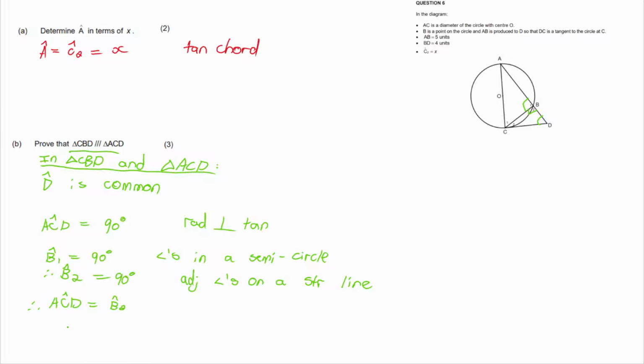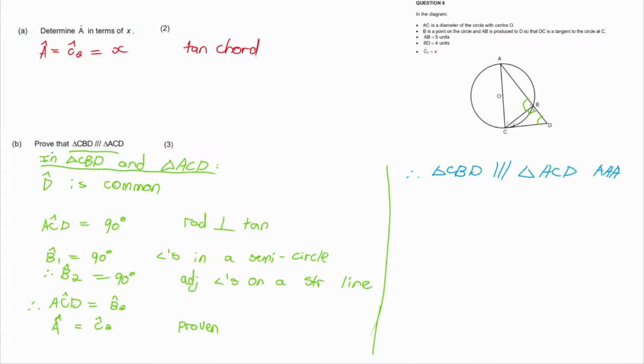We could say interior angles of a triangle, but we do know that angle A is equal to C2, and that's been proven before. So I'm going to keep continuing here on the right. Therefore triangle CBD is similar to triangle ACD, and the reason there, remember, is angle, angle, angle. That is our reason over there.